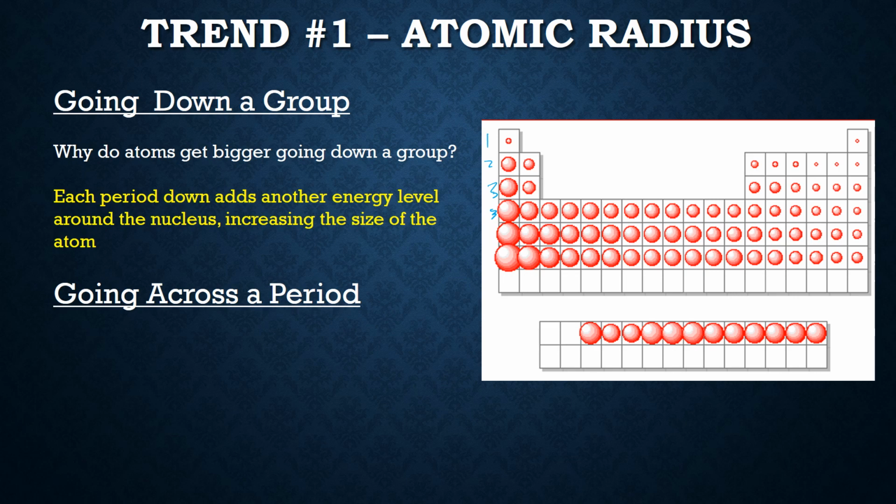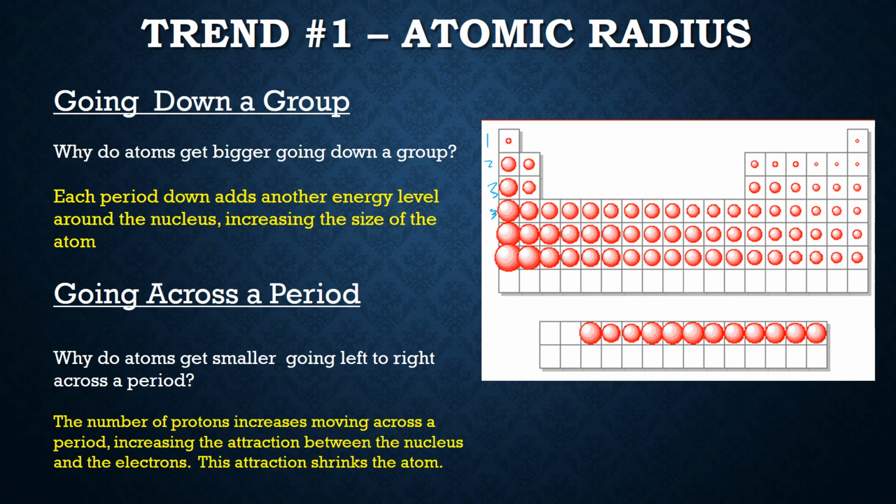Okay? But as you go across, what's the trend? As you're going across the period, you get a different trend. You're going from bigger to smaller. Well, why? Well, let's think about what is happening as you go from left to right. What's changing? Okay, why are these organized? These are organized by atomic number. Okay, what's atomic number? Atomic number is the number of protons. So every time you go over a column, every number you're going over, you're adding more protons, right? So the number of protons increases as you go across, therefore increasing the attraction between the nucleus and the electrons.